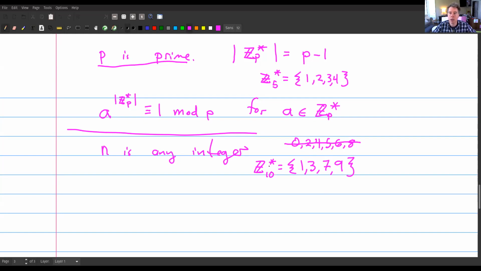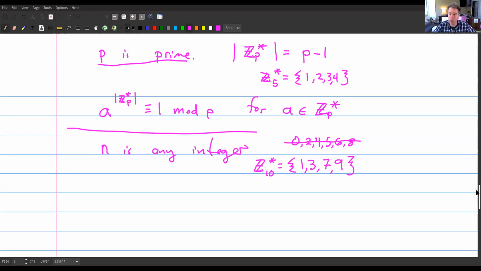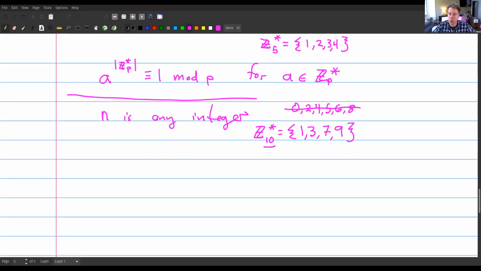So what this star does is it restricts you to numbers that are relatively prime to whatever number this is. And the advantage to doing that is that you get something that's closed under multiplication. You get a group under multiplication. So every element has an inverse, and it's a group. Okay, so it turns out to also be true.